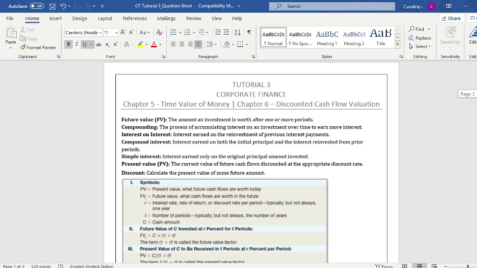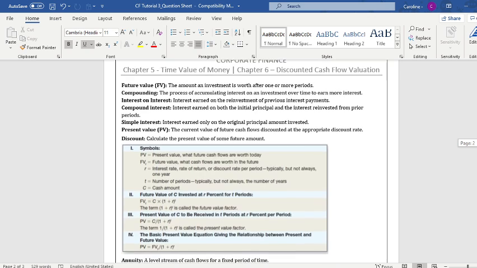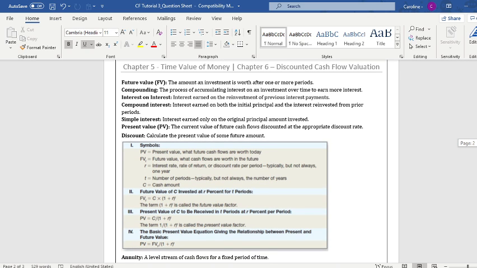Basically, the future value is the amount an investment is worth after one or more periods given some interest rates. While present value means the current value of future cash flow discounted at the appropriate discount rate. The calculation of the future value and the present value will be quite different from one another based on the cash flow characteristics.